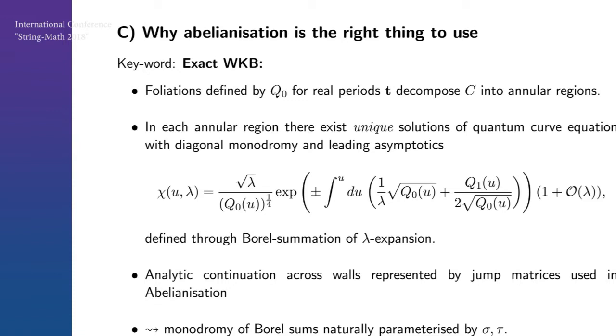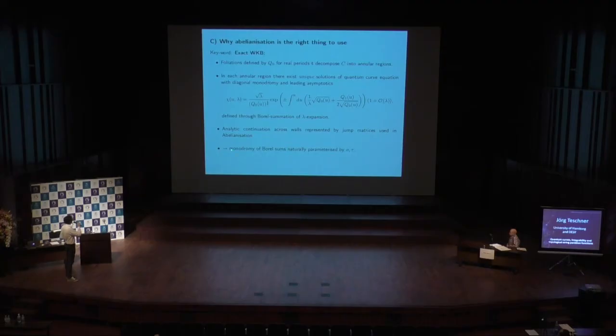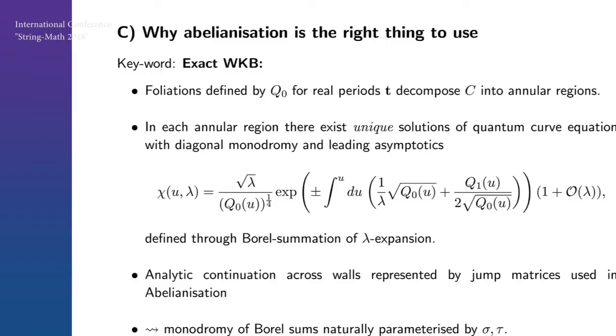it is not hard to see that the analytic continuation across walls, because it is basically defined by these consistency conditions that I mentioned, is described by just the same jump matrices as are used in the abelianization framework. Well, and what this means, to cut a long story short, is that the monodromy of the Borel sums is most naturally parametrized by the variables sigma and tau, which we had introduced.